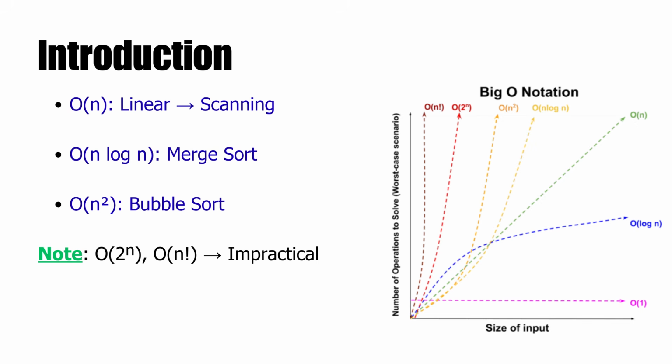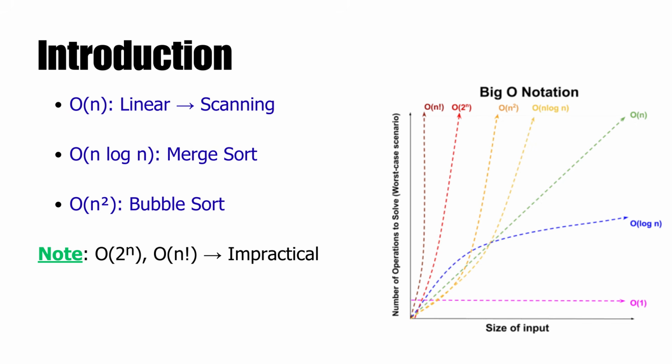O of n, linear time. Time grows proportionally with input size. A good example is searching through an array for a specific number. O of n log n, linearithmic time. Better than quadratic, but slower than linear. Heap sort and merge sort fall into this category, ideal for sorting large datasets.